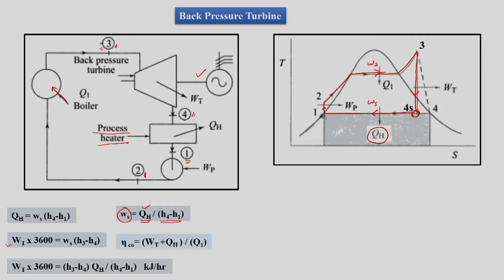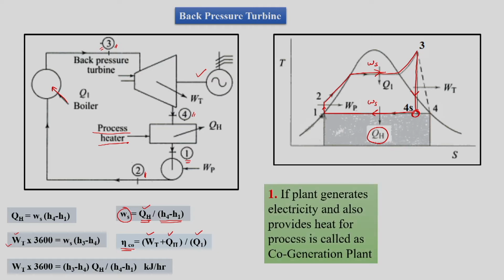Then we can find out the efficiency, but here this efficiency is called the cogeneration efficiency, and this cogeneration efficiency is practically Wt, the calculated turbine work, plus QH, the amount of heat given for the process in the process heater, divided by heat supplied. So, this is the efficiency in such a case where we are using the back pressure turbine. This efficiency is not termed here as thermal efficiency, but it is called cogeneration efficiency.